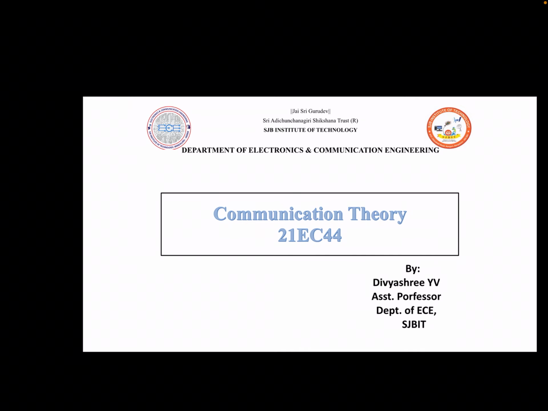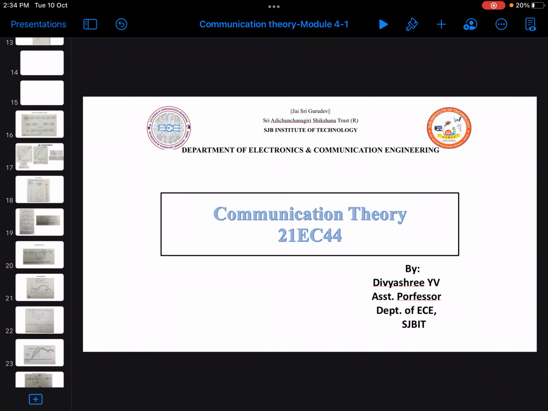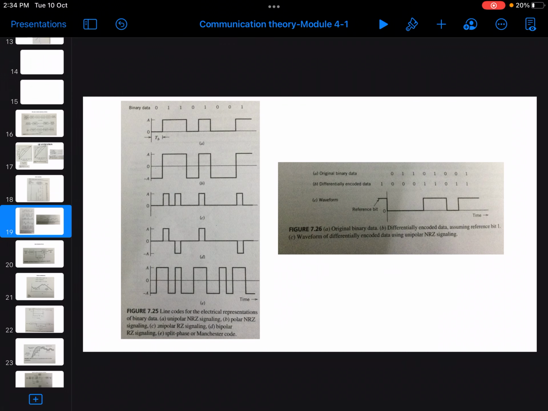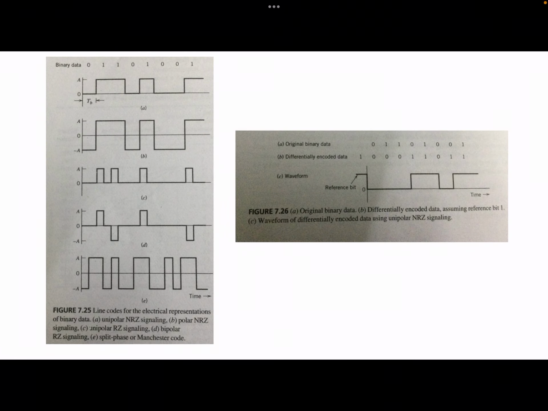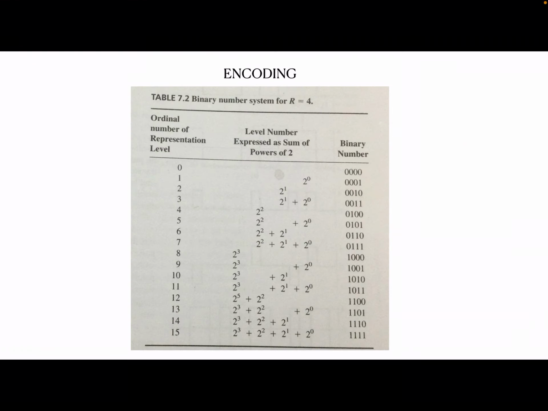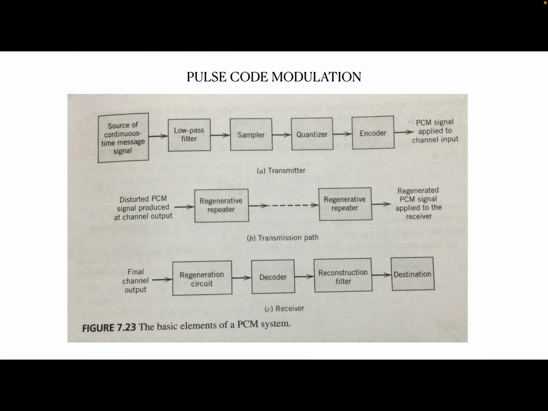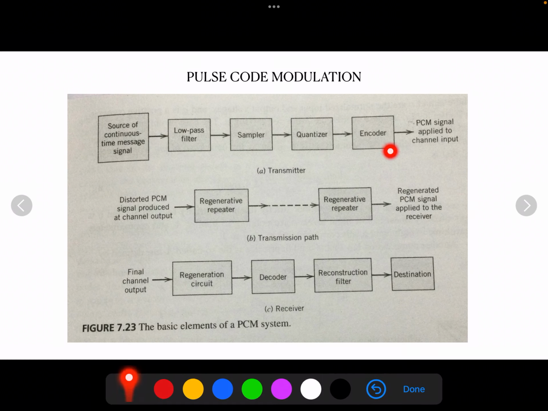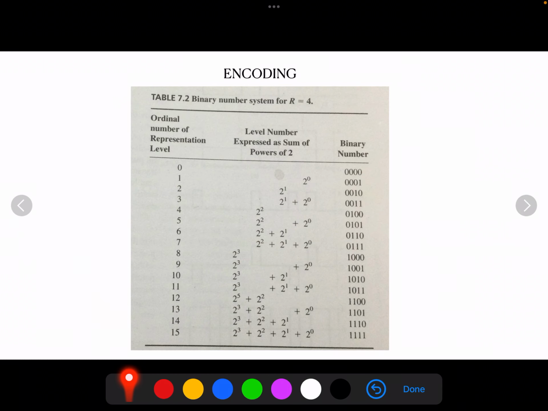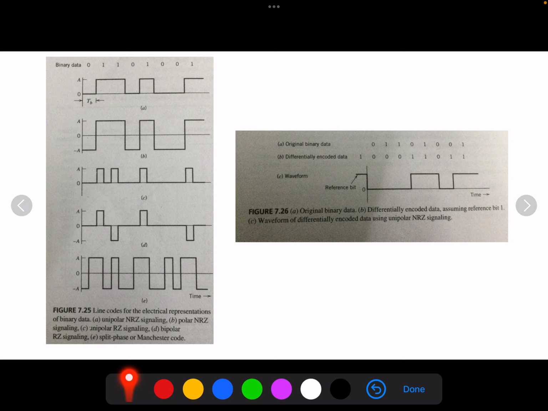In this video, I'll be discussing the line codes. Previously we have discussed PCM. In the last video, we discussed the sampler, quantizer and encoder, and in the encoder the next step is the line codes, that is, different ways of representing the data. So that will be discussed in today's video.